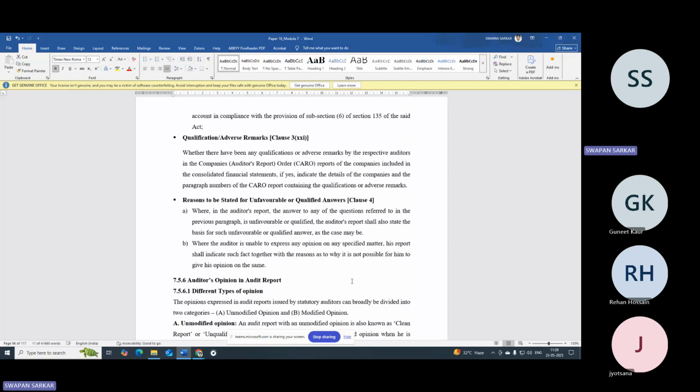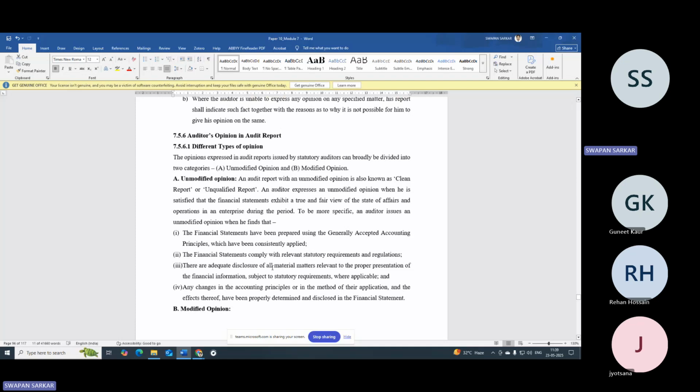Then, the auditor's opinion in the audit report. Now, there are different types of opinion. Mainly, we categorize them into two groups. One is the unmodified opinion, another is the modified opinion. An audit report with an unmodified opinion is also known as a clean report or unqualified report. An auditor expresses an unmodified opinion when he is satisfied that the financial statements exhibit a true and fair view of the state of affairs and operations of an enterprise during the period.